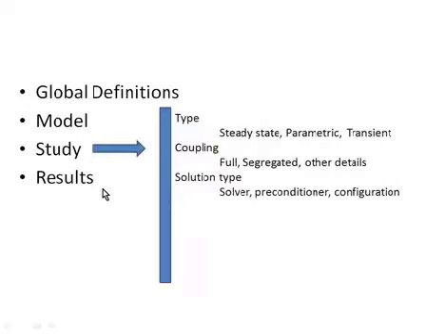The study describes how the model is solved. Some common types are steady state or stationary models, transient models, and parametric studies, which are solutions that vary a particular parameter. This is often used for sensitivity studies, for example. Couplings between different processes are defined in the study, as well as the solver, the preconditioner, etc.